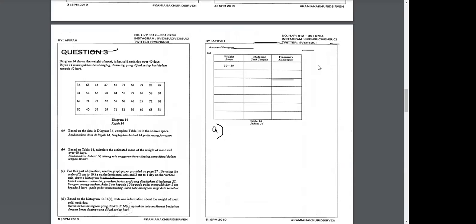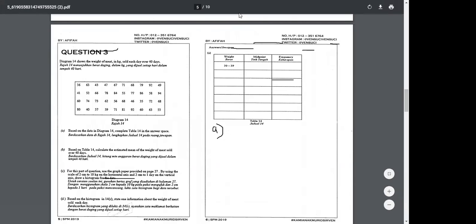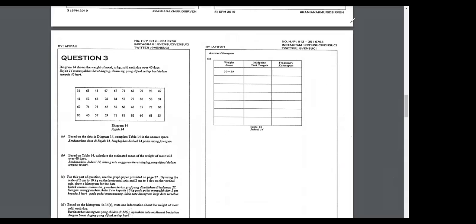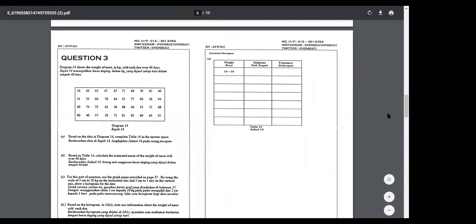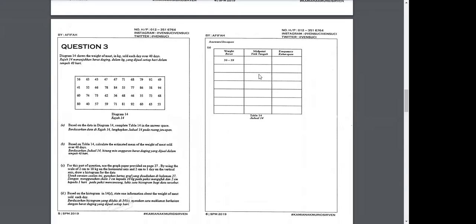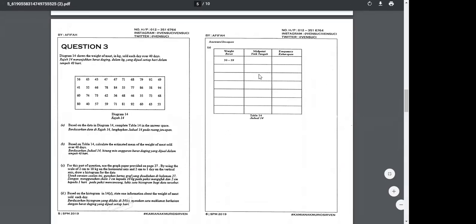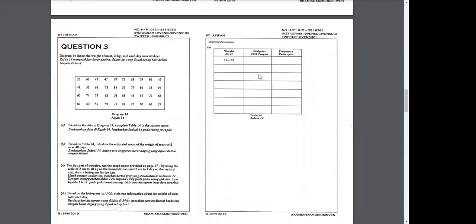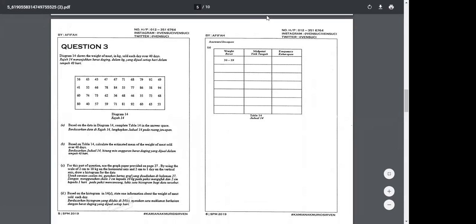The weight is, you see, the range is 30 to 39. The first one they give you, so you fill in the second one. The difference is 10, so you add 10 for each of it. So you will get 40 to 49, 50 to 59, 60 to 69, 70 to 79, 80 to 89, until you get the last one, 90 to 99.